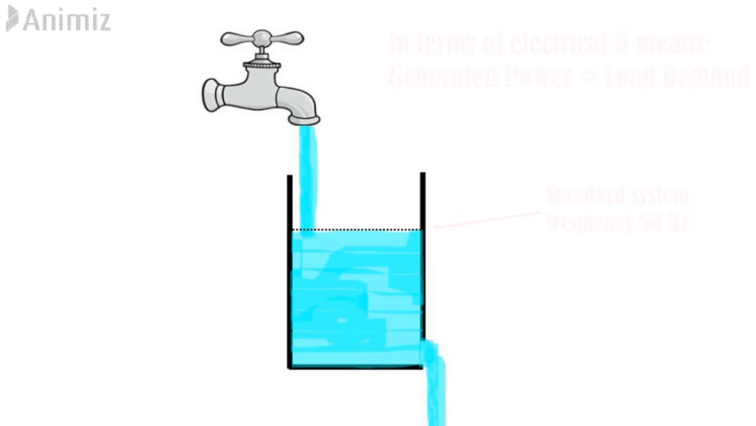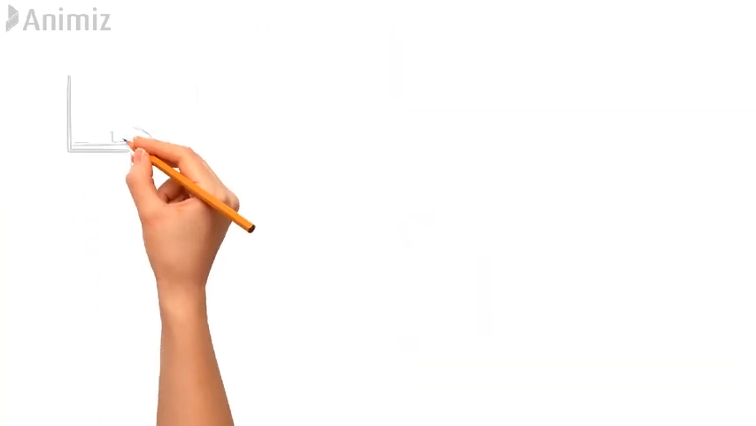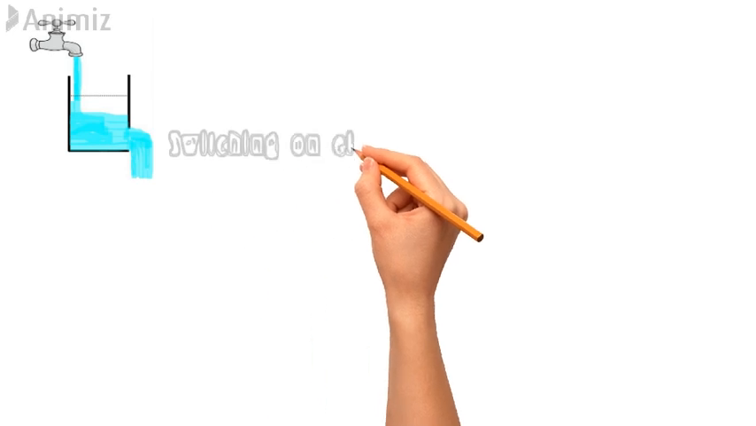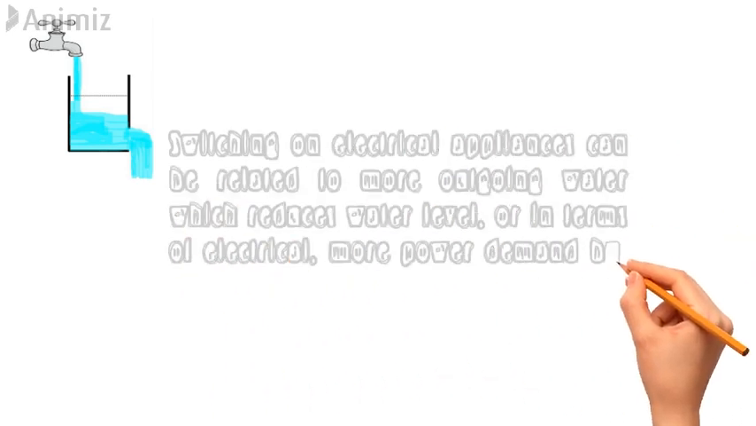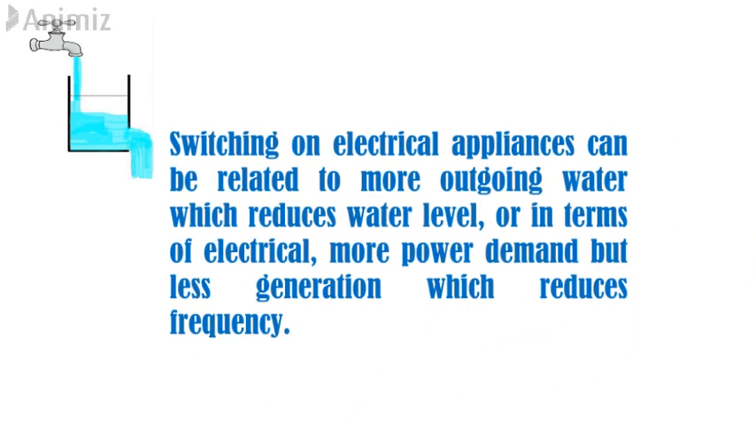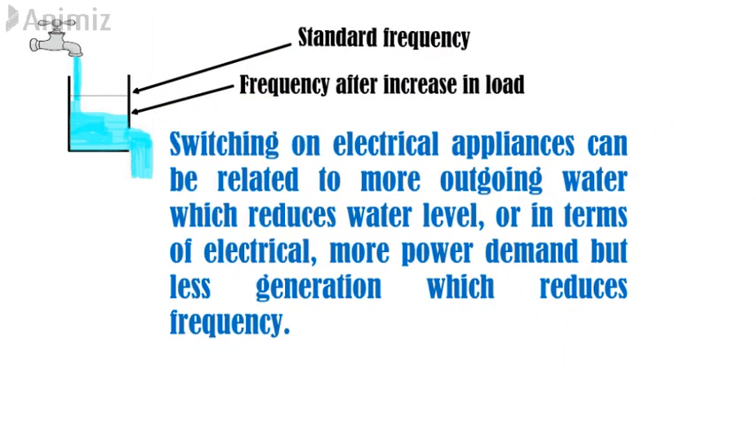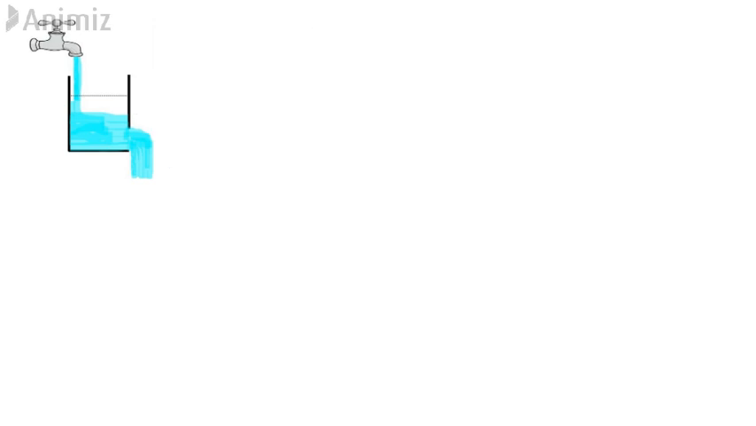Let's consider two cases here. Case 1, if you maintain output water rate higher than incoming water rate, then there will be a drop in water level, which can be related to electrical in a sense that when there is more load than power generated, there will be a drop in frequency.